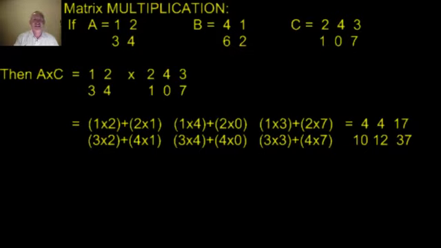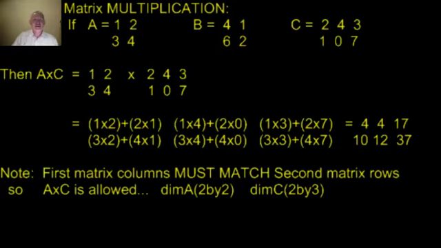And silly example, but you get the idea that it is quite possible to multiply matrices together even if they're not the same size or dimension. So multiplication is different again to addition, because with addition there'd be no way you could add A plus C, but in this case we can multiply A times C. So now let's notice that the first matrix columns must match the second matrix rows.